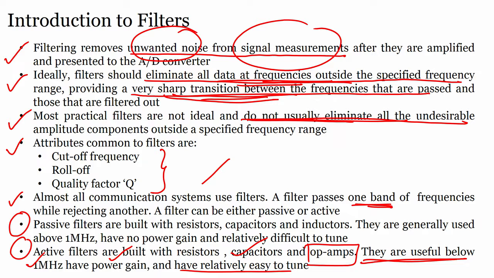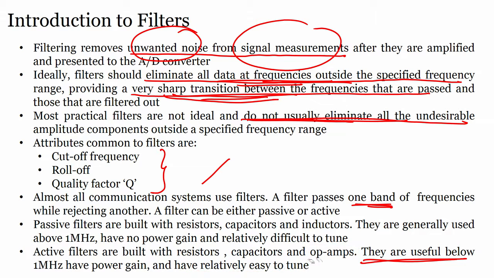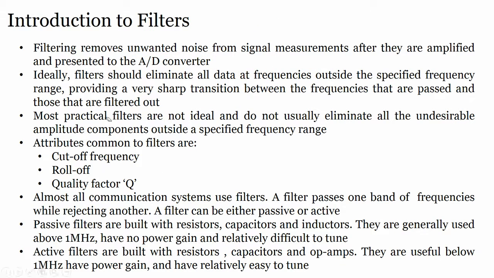Passive filters are made of resistors, capacitors, inductors, cannot be used below 1 megahertz, have no power gain and are relatively difficult to tune. Active filters are built with resistors, capacitors and op amps, and they are useful below 1 megahertz, have power gain and are relatively easy to tune. Very easy to understand and a very important circuit, which is your filter. That is why I am taking a little bit more time, so that you do not miss this particular circuit, because almost all communication systems use filters.